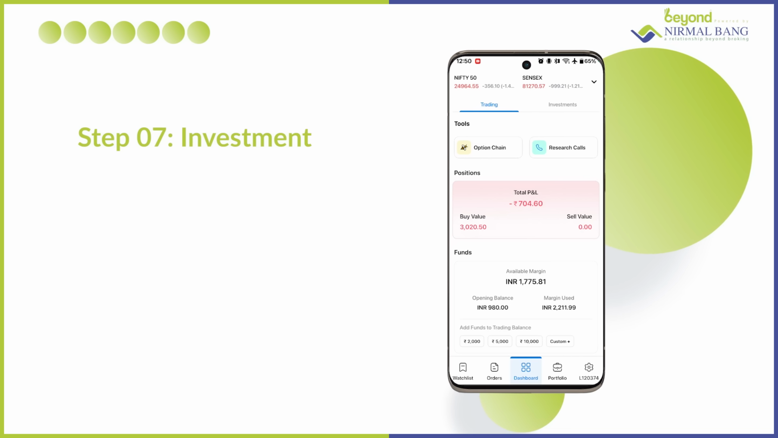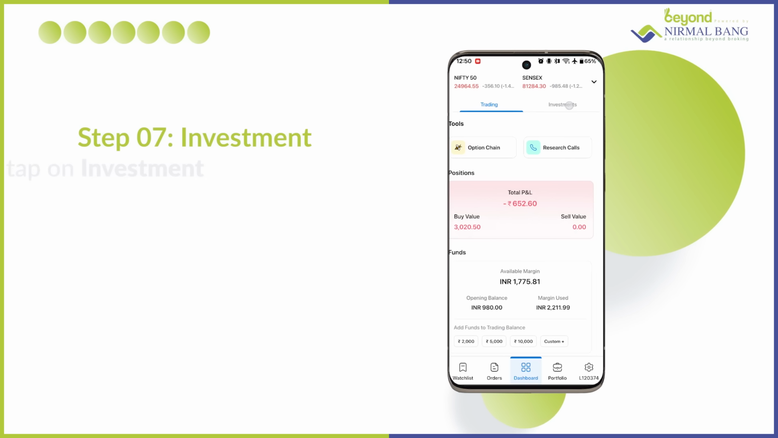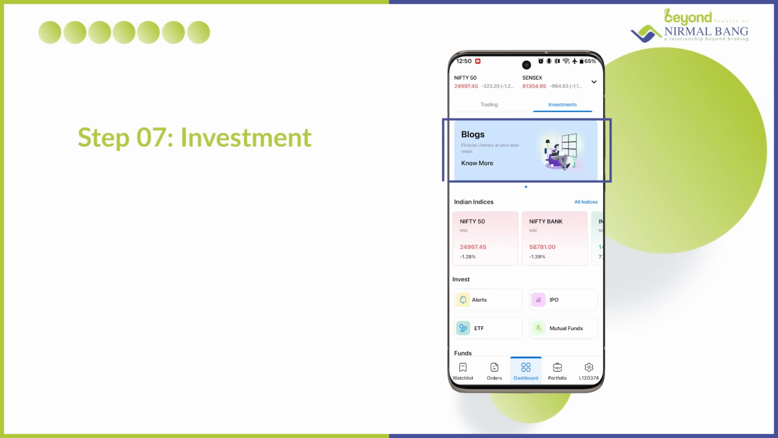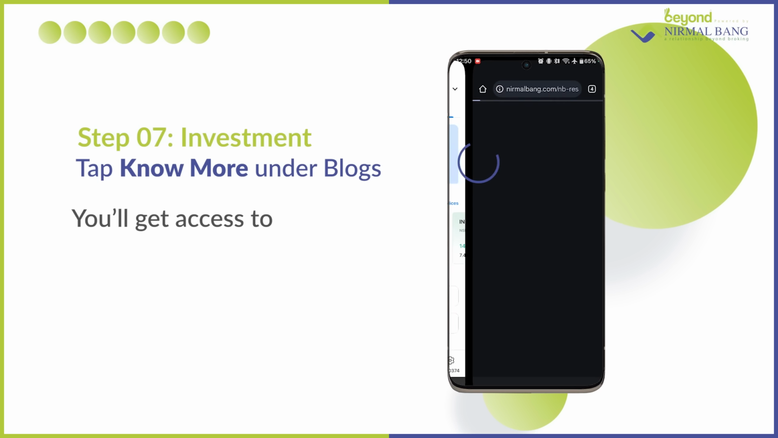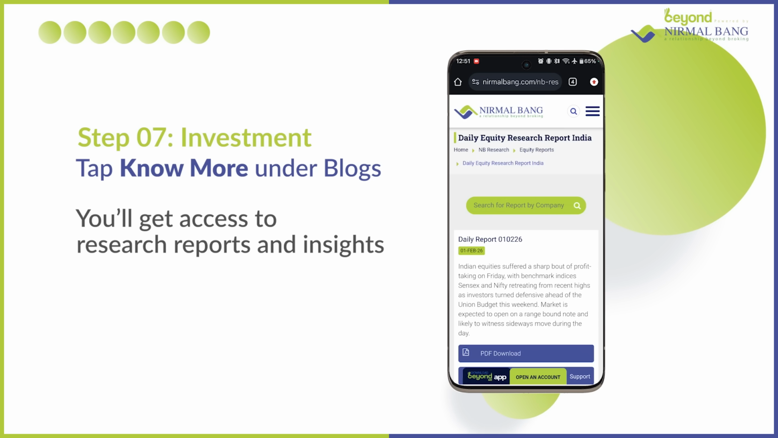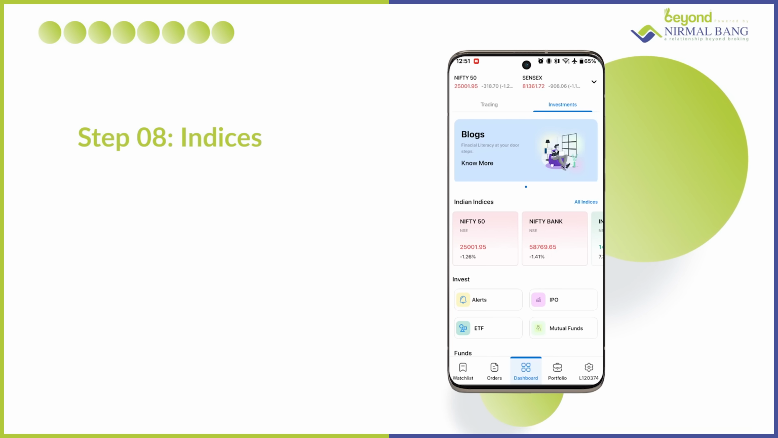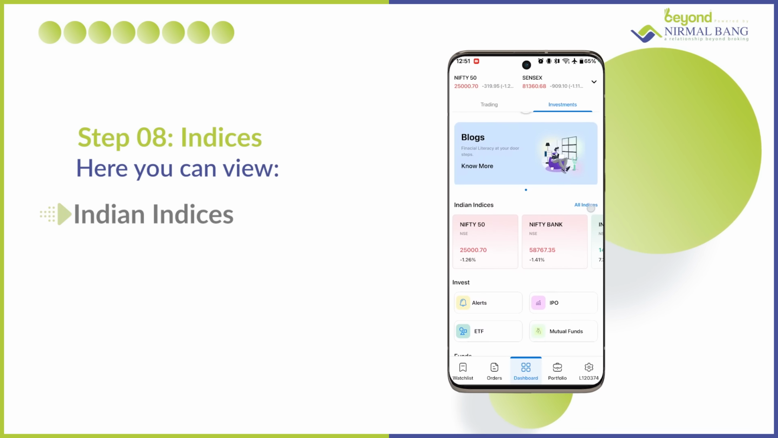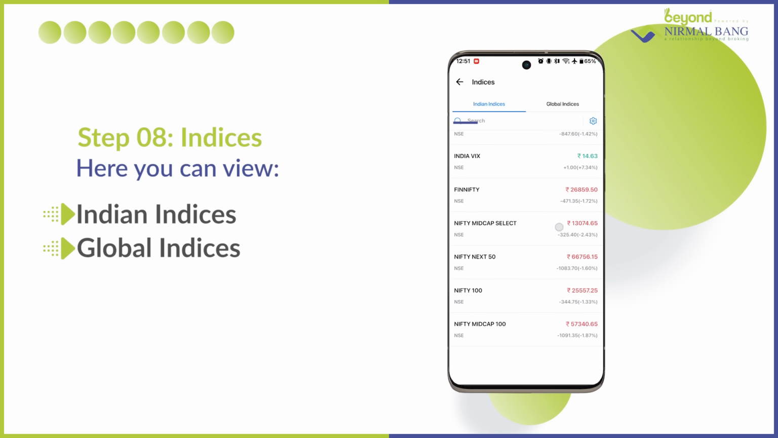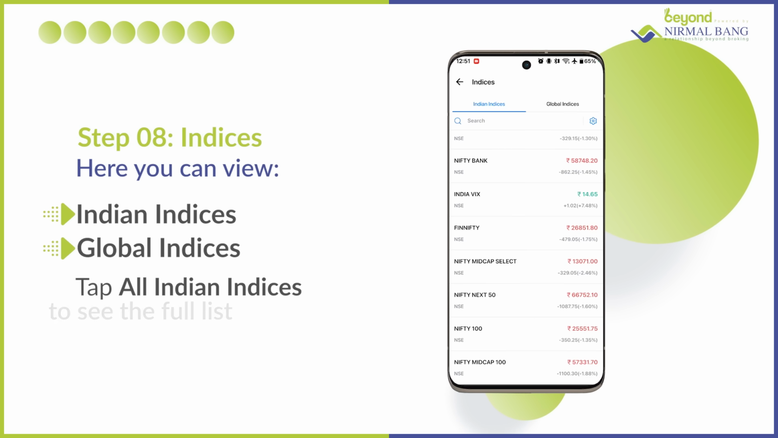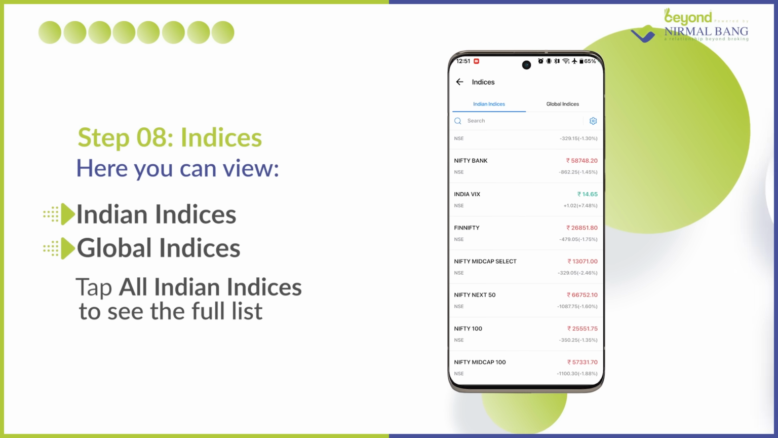Step number 7. Now let's tap on investment. The first option you will see is blocks. Click on know more and you will get access to research reports provided by the team. Step number 8. Next is indices. Here you can view all Indian indices and global indices. Just tap on all Indian indices and you will see the complete list.